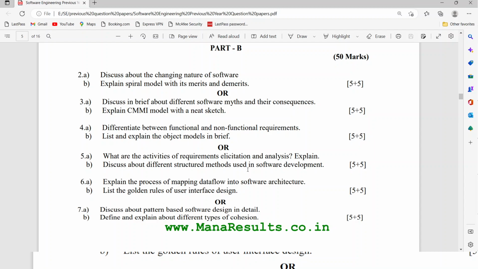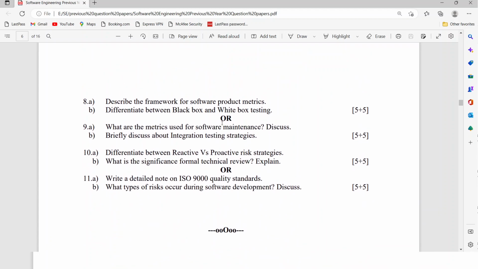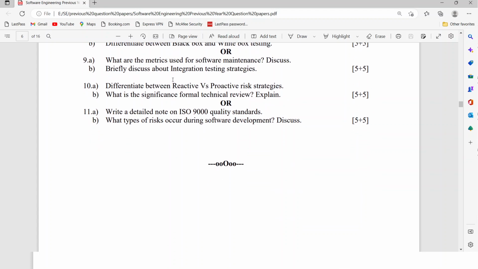And what are user requirements, what are system requirements, what are the things in requirements elicitation and analysis, how to develop using structured methods in the software development process and all. All these things are very, very important. And what is black box and white box testing, and what is meant by integration testing approaches. And from the risk chapter, you will definitely get one question: risk proactive and reactive risk strategies, risk management, RMM plan. We have chances of getting all these questions.